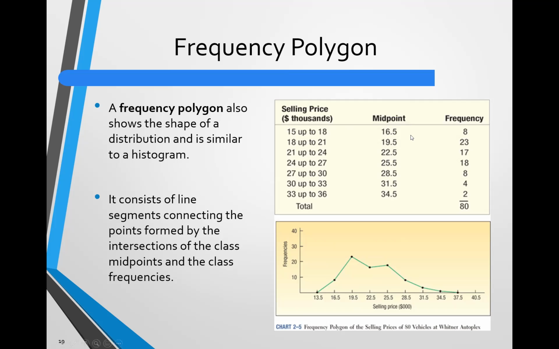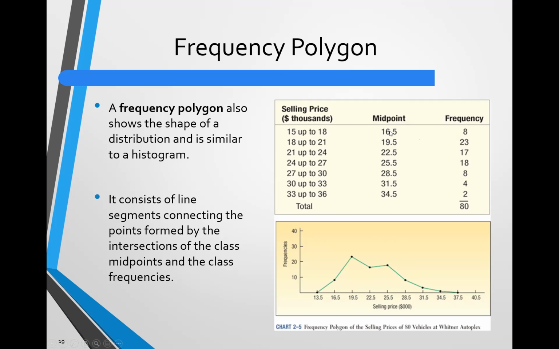What are midpoints? Midpoints are the midpoints of any class. We will add the lower limit and upper limit, and then divide by 2. So 15 plus 18 divided by 2 would be 16.5. 16.5 is our midpoint, and so on. We will find these midpoints, and the frequency would be the same for each midpoint, because each midpoint represents the corresponding class. Now on the chart we just have to consider these midpoints.